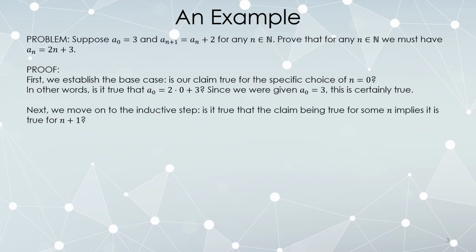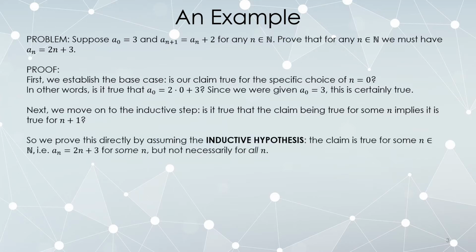Then we do the inductive step. If we assume this claim is true for some n, does that then imply that it must be true for n plus 1? So we assume the inductive hypothesis that there is some natural number n so that a sub n equals 2n plus 3 is true. We're not assuming this is true for every n. That's what we're trying to prove. We simply assume there is some natural number for which this is true. Then what we need to check is that the desired claim holds true for the next natural number.